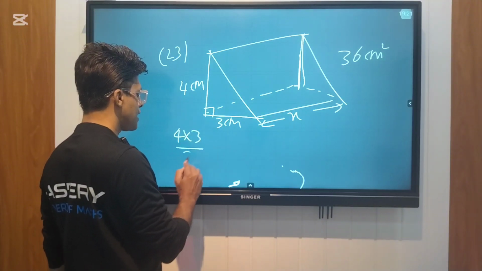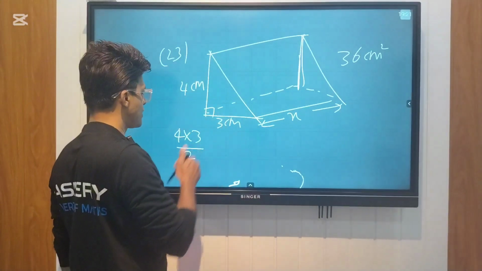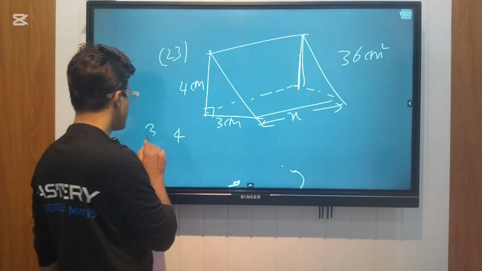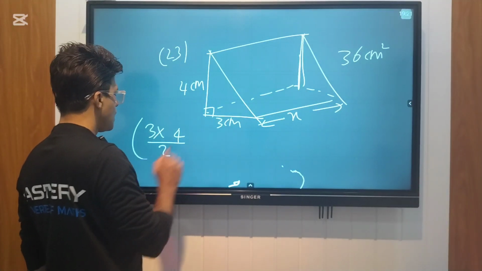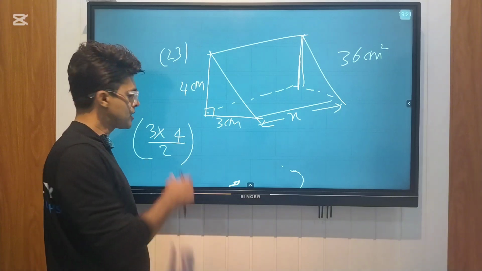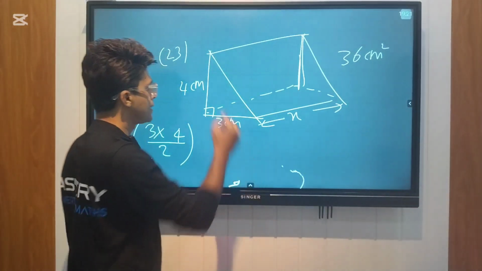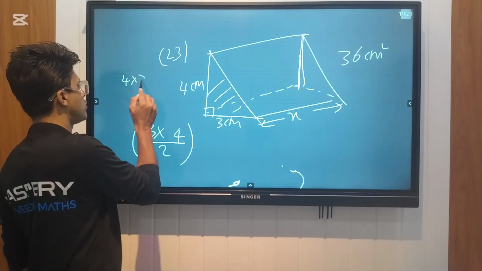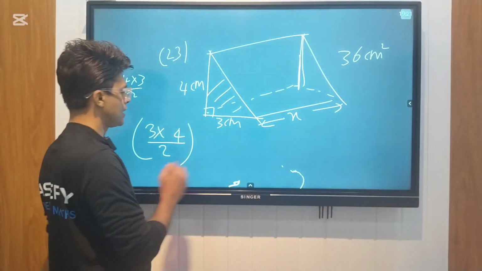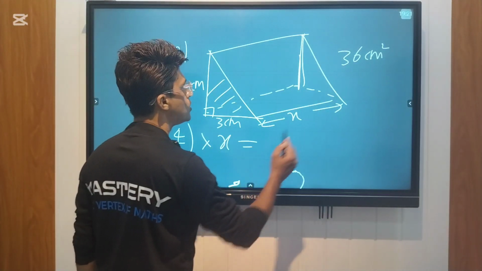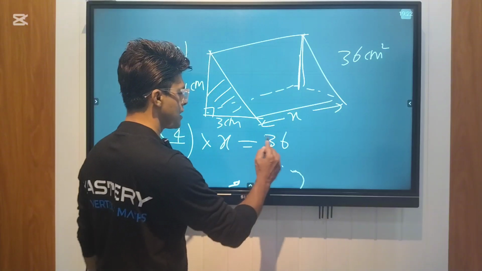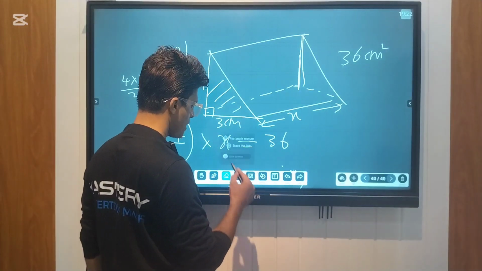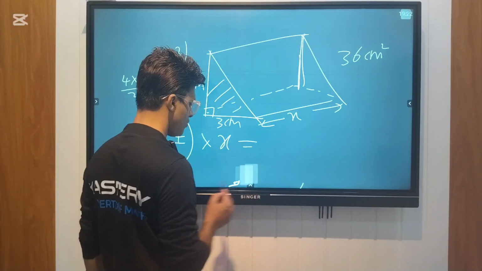Area is taken generally, then length into breadth into height. 3 into 4 over 2 gives the area of this triangle, right? 3 into 4 over 2 or 4 into 3 over 2, same thing. This is the right triangle, into length equals 36. It has given that the volume of this prism is 36 cubic centimeters. We need to get the value of x here.